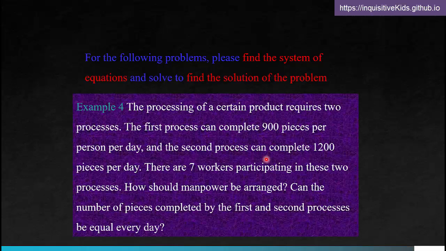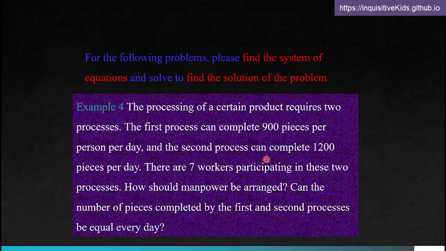Example 4. The processing of a certain product requires 2 processes. The first process can complete 900 pieces per person per day, and the second process can complete 1,200 pieces per day. There are 7 workers participating in these 2 processes. How should manpower be arranged? Can the number of pieces completed by the first and second processes be equal every day? Pause the video and use a system of equations to help you solve this problem.